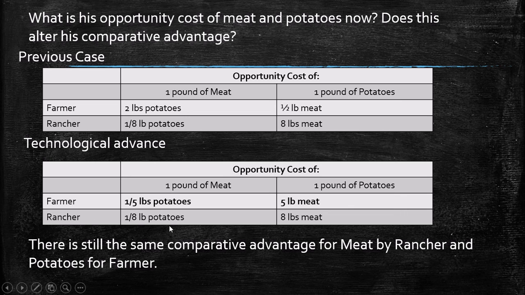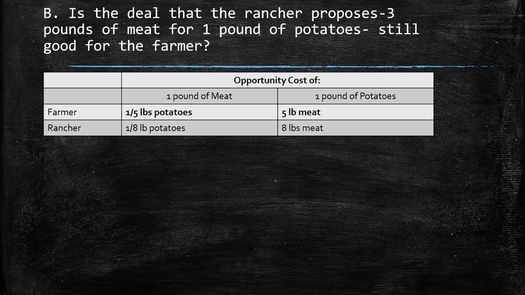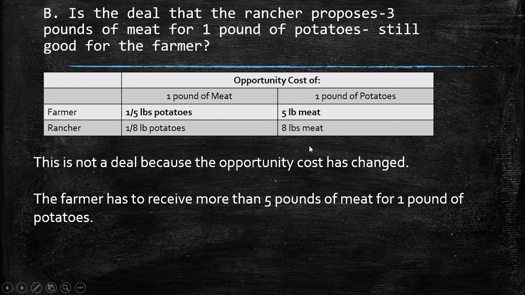We see here the price is lower, and here the price is still lower for the farmer, so the comparative advantage is the same. So is the deal that the rancher proposes, 3 pounds of meat for 1 pound of potatoes, still good for the farmer? Well, with this rate of change, 3 pounds for potatoes, in this case, this is not a deal, because the opportunity cost has changed.